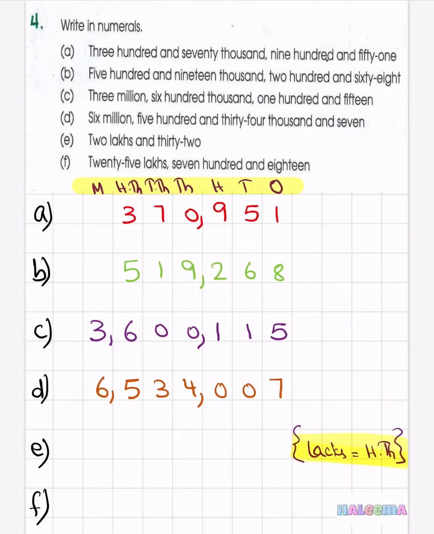Remember this, okay? 2 lakhs will come in 100,000s place. See, 2 lakhs because it has 5 zeros. 2 lakhs and 32. Let's write it here, 32. So what are we going to write in between? We're going to add zeros here. So it's going to be 2 lakh and 32. Understand? Okay, part F is 25 lakhs.